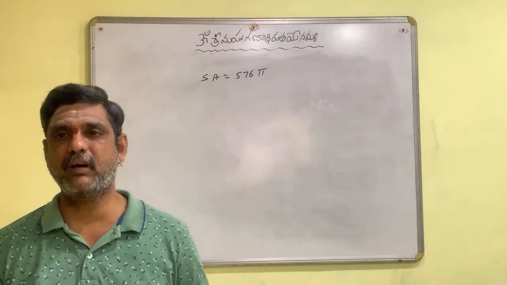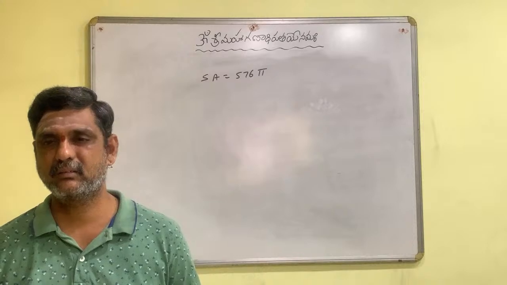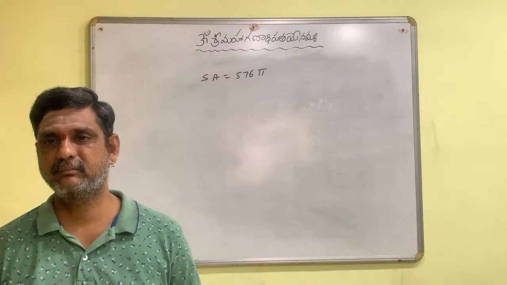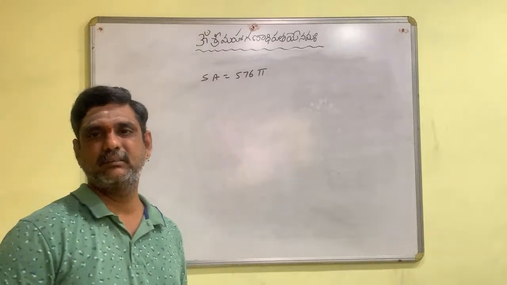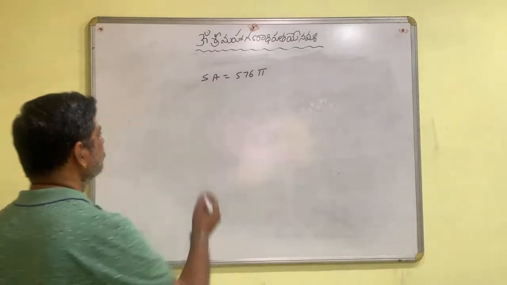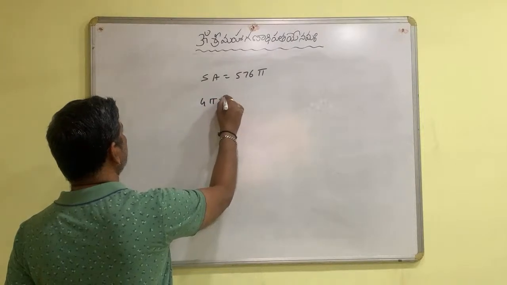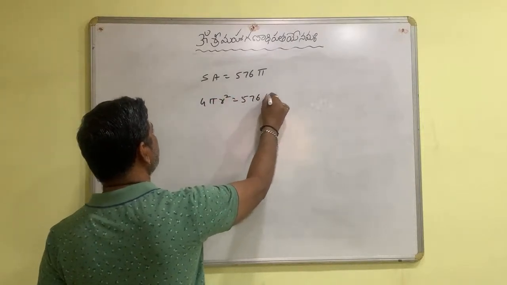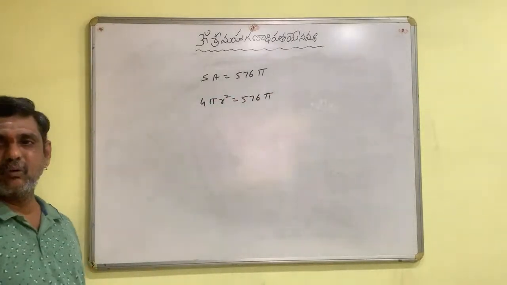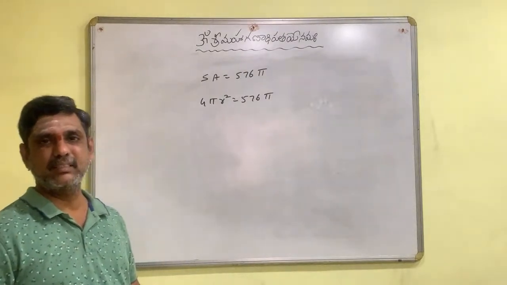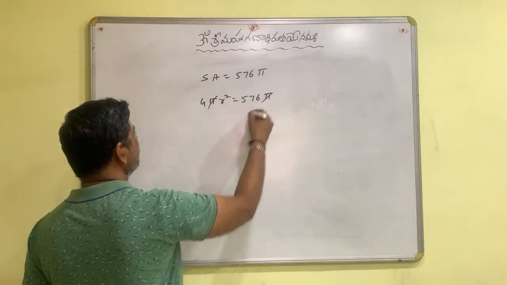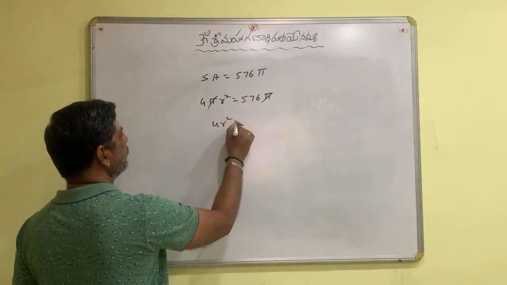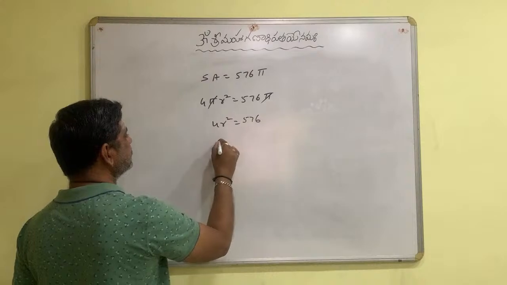Surface area of sphere formula? 4 pi r square. Right. So 4 pi r square is equal to 576 pi. So pi gets cancelled. 4r square is equal to 576.